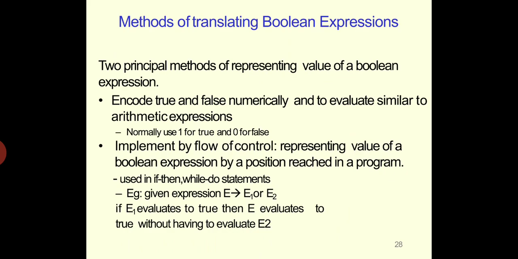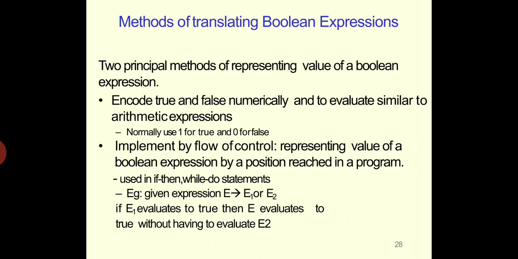Another method for representing the value of a Boolean expression is implementing it by flow of control. That is, represent the value of the Boolean expression by a position reached in a program. When we use a flow of control statement, it will represent the value of the Boolean expression based on the position reached in that program. That means it is used in if then statements, while, do while statements, etc.